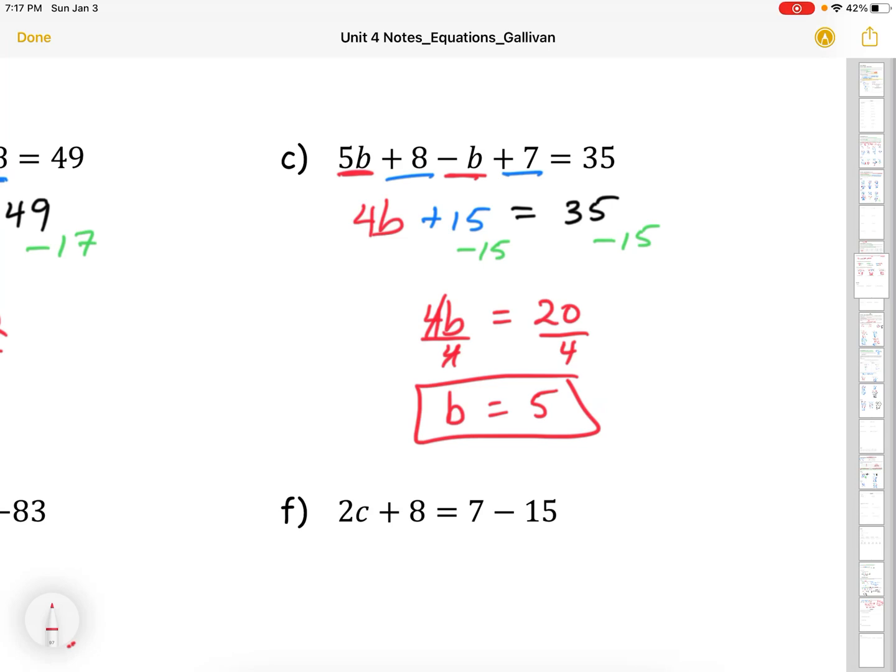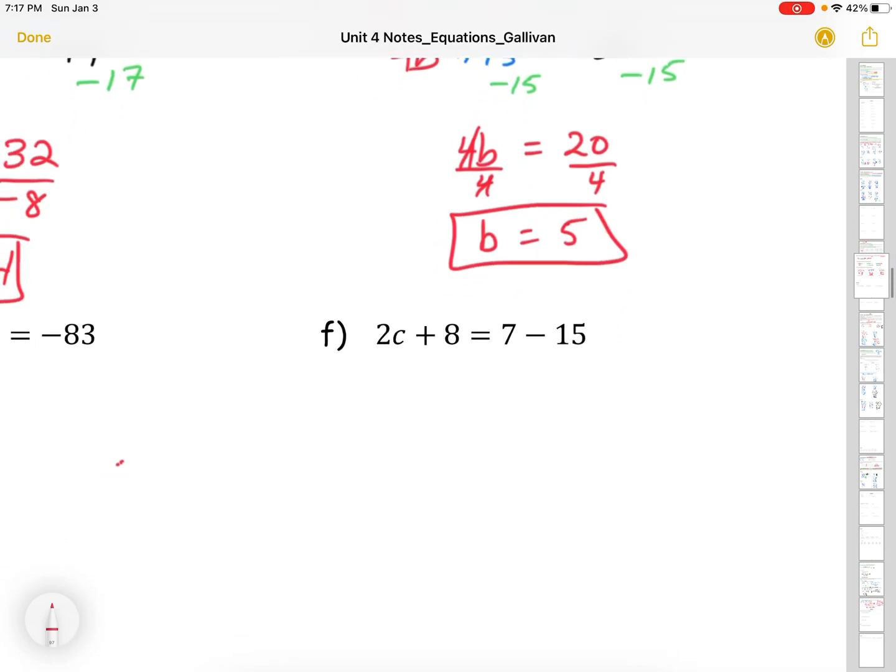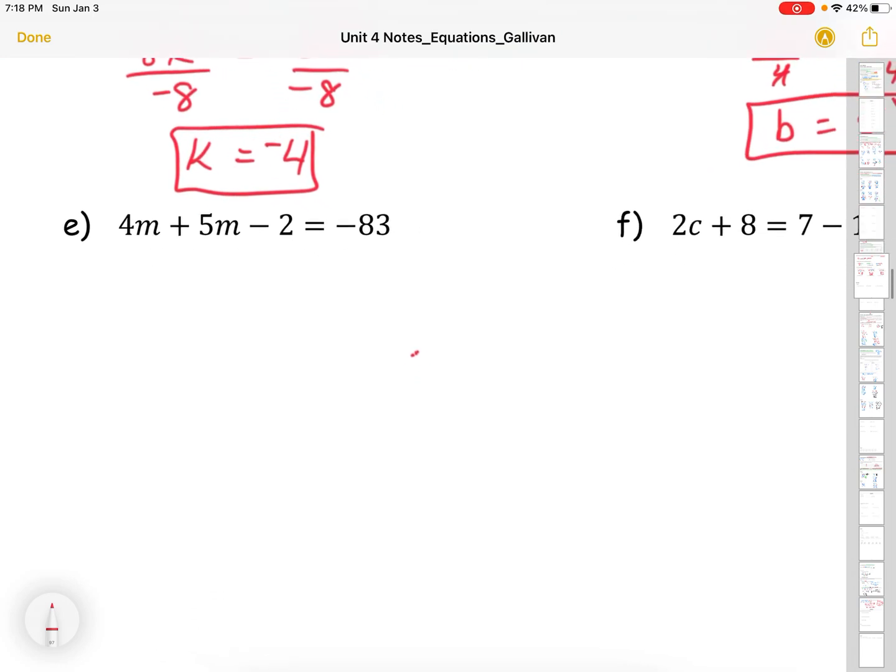Now if I wanted to check that, I could take it up left side equals right side and see if that works. And it should work. Okay, let's do the next one.